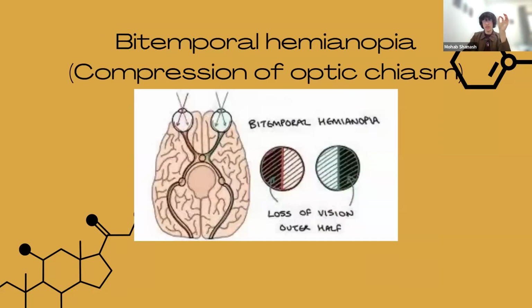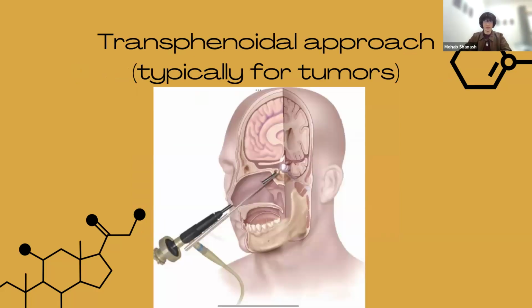Something that could commonly cause a compression of the optic chiasm are tumors. So you want to get rid of a tumor. Obviously, you're not going to open up your brain, get rid of it just to get to the pituitary, which is at the very base of it.